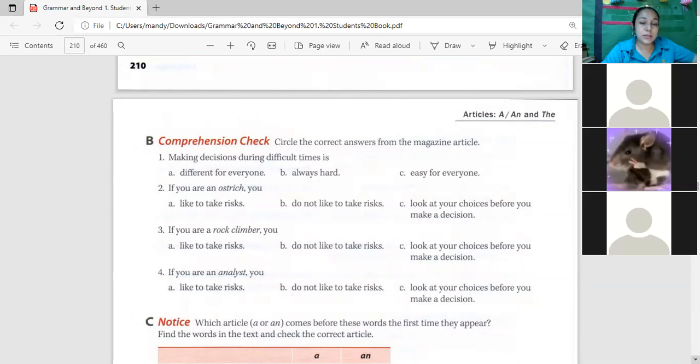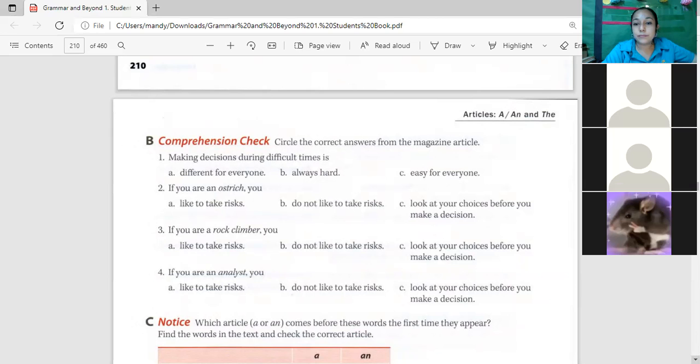Making decisions during difficult times is different for everyone, always hard, or easy for everyone. What do you think? Easy for everyone according to the paragraph? No, always hard. So you say that it's always hard or different for everyone. If we say it according to the paragraph, this one is different for everyone. It depends on the type of personality that you have. If you are an ostrich, you like to take risk, don't like to take risk, or look at your choices before you make a decision. What do you think? A, B, C?